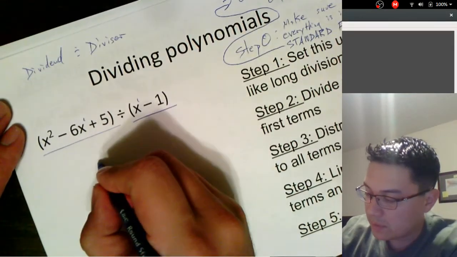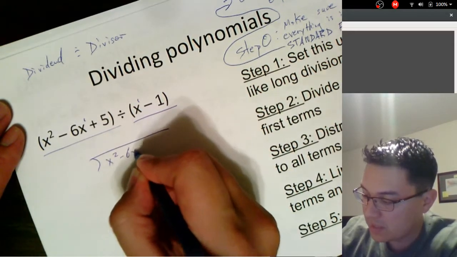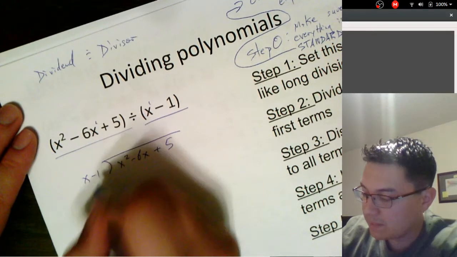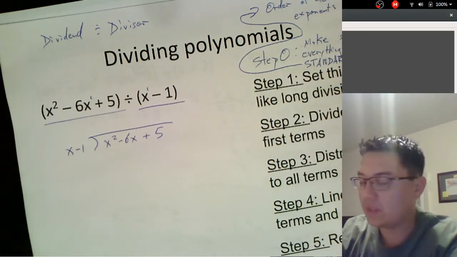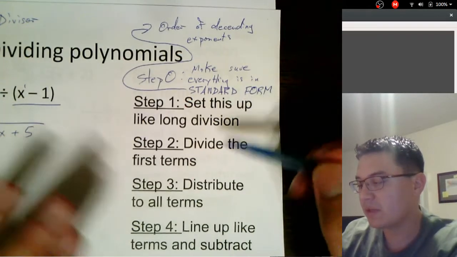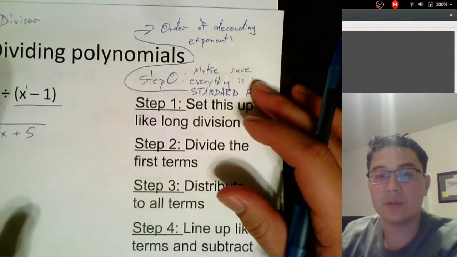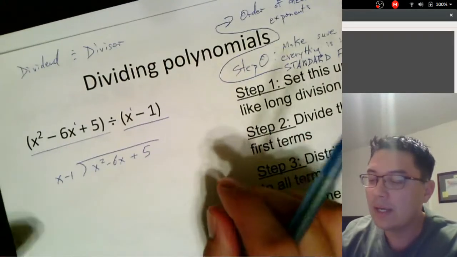So we're going to go ahead and write this in using our bracket. So we have the division bracket. We have x squared minus 6x plus 5, and we're going to divide x minus 1 into this. Okay. The steps in this crop here, these are good here, so set this up in long division, then divide the first terms, distribute to all terms, line up and subtract, and then repeat the process. It's very, very similar to what you guys saw in the division algorithm, the long division video with numbers that I did in the previous video.